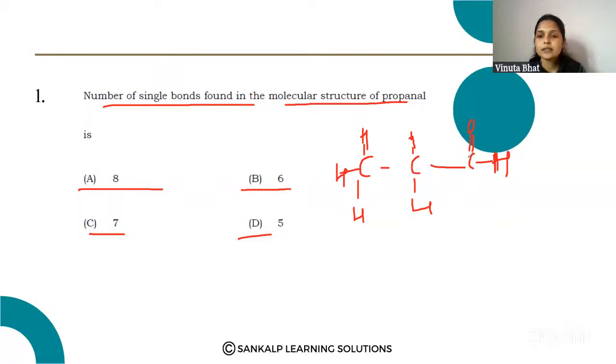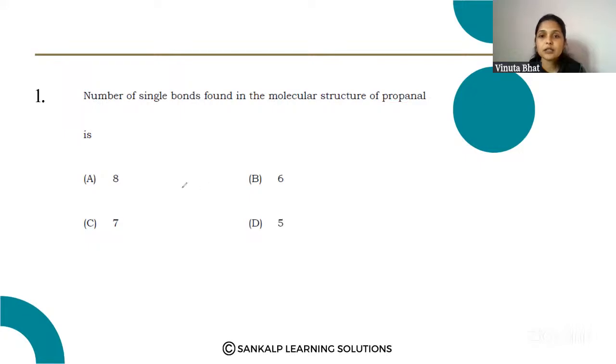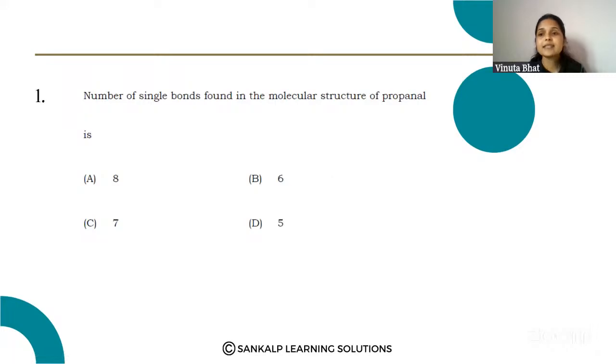So total 4 bonds on each carbon. Here, how many single bonds are present? 1, here 2 between the carbons, 1, 2, 3, 4, 5, 6, 7, and here one more, 8. Option A, 8 single bonds are present in the molecular structure of propanol. Option A is the correct answer. Check it once whether it is correct or not.